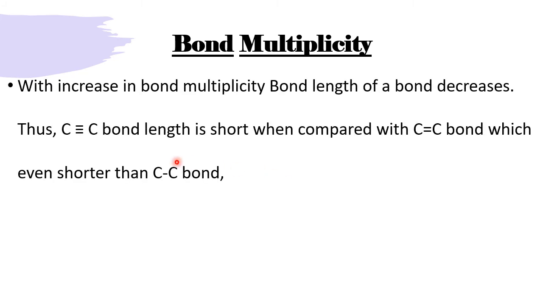Okay, now let us learn a little more about bond multiplicity. With increase in bond multiplicity, the bond length of a bond decreases. I told you, no? If it goes for the double bond, triple bond, then they have to come close. When they come close, bond length decreases. So the C≡C bond length is short when compared to the C=C double bond and the C-C single bond. This data already made it clear. Conclusion.